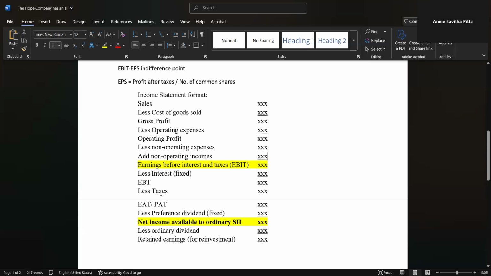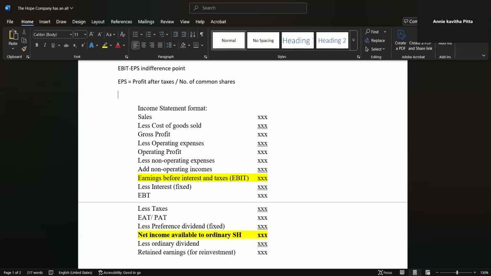After that, we see taxes are deducted. Then, since there is no mention of preference dividend, preference capital is completely taken to be zero. So this profit after tax divided by the number of ordinary or common shares gives us EPS. This is the format. Just for our understanding, I just pasted it here.